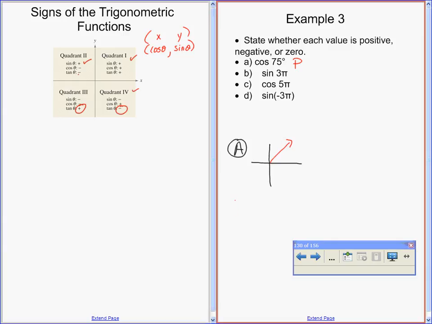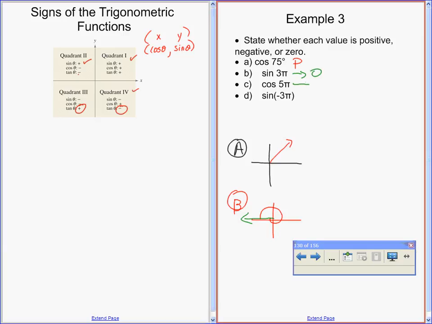In the second one, when we're doing B, you've got the cosine of 3 pi. So 3 pi, we know one revolution is 2 pi, so 3 pi is actually going to land back here. So what we're talking about is the negative x-axis. And for the negative x-axis, what we're looking at is sine is going to be 0. Okay?